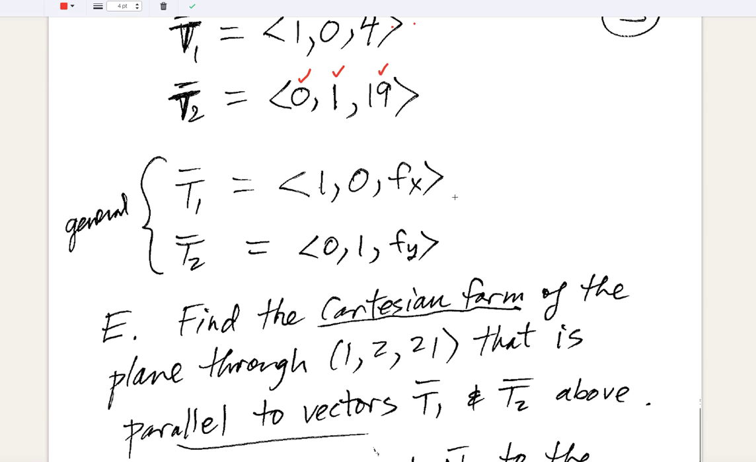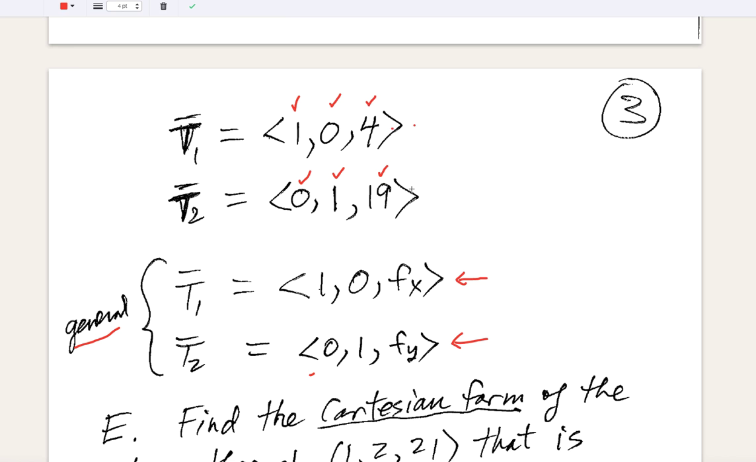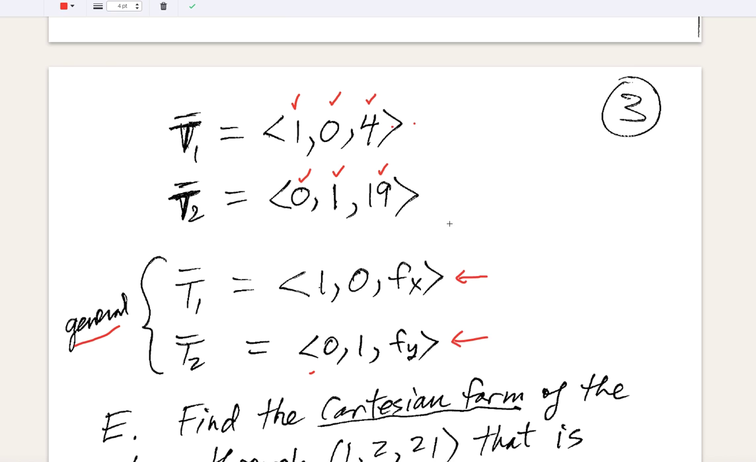So that I've got these two vectors, and this is, in general, what you can do. You can go 1, 0, f sub x, and 0, 1, f sub y. Now don't leave these as functions. You've got to do what? You have to evaluate these at a point to actually get numbers out of these, like I did up here.